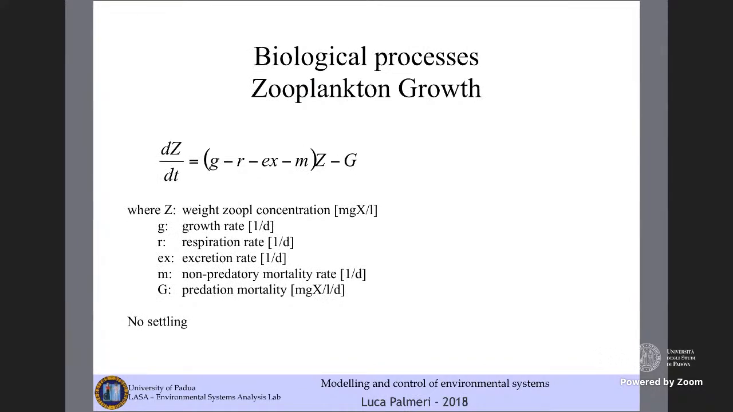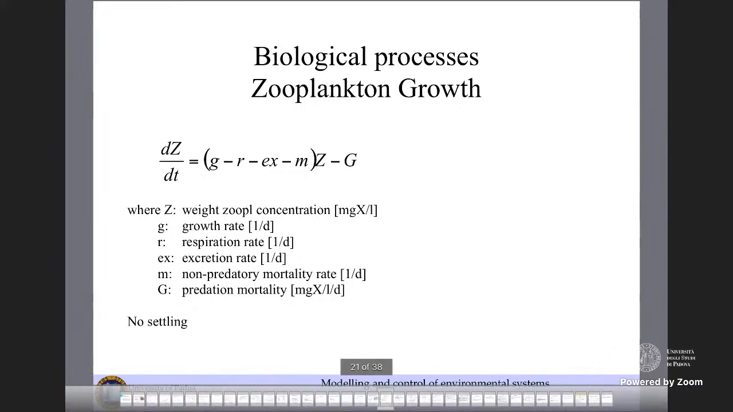So we may say that the variation in time of the concentration of zooplankton, dZ/dt, is equal to a series of additive terms: the growth rate of zooplankton, minus respiration, minus exudation, minus non-predatory mortality multiplied by the concentration of zooplankton, minus the effect of grazing due to a higher trophic level. So the schema is again the same. Of course, we do not have settling here because these are animals that are able to move and to fight against gravity, so the settling effect is not so relevant.